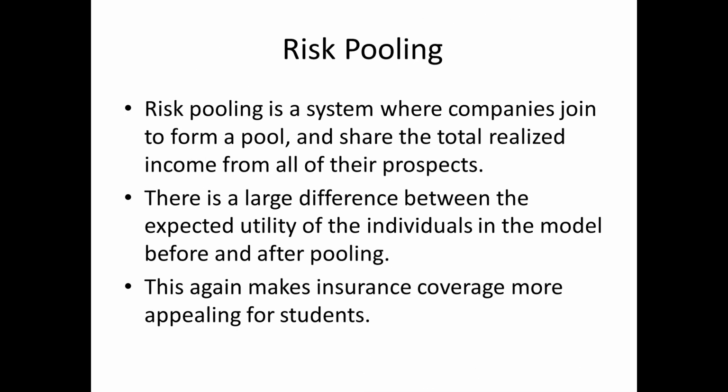Another option is risk pooling, where companies join to form a pool. We saw in the script that there is a large difference between the expected utility of individuals A and B in the model before and after pooling. We also saw that if more individuals join this pool, the number of possible outcomes increases, and so does the expected utility. As for the market for students, this will see lower prices and more coverage across the board, whether that's for low risk or higher risk students.